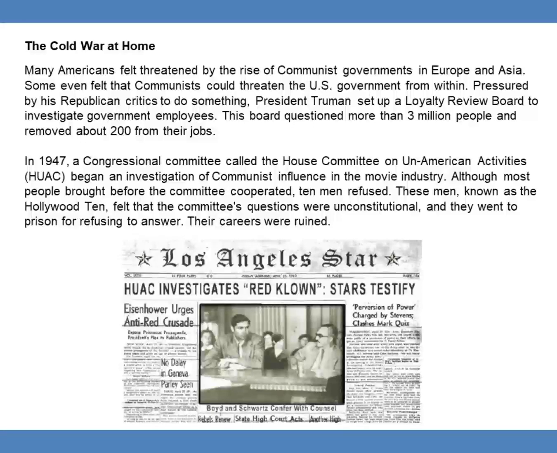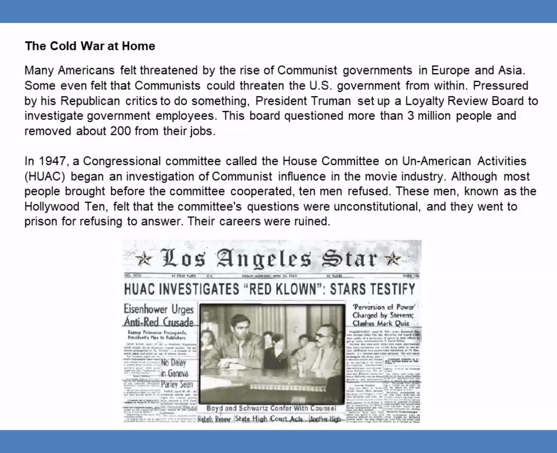The Cold War at home. Many Americans felt threatened by the rise of communist governments in Europe and Asia. Some even felt that communists could threaten the U.S. government from within. Pressured by his Republican critics to do something, President Truman set up a Loyalty Review Board to investigate government employees. This board questioned more than 3 million people and removed about 200 from their jobs.